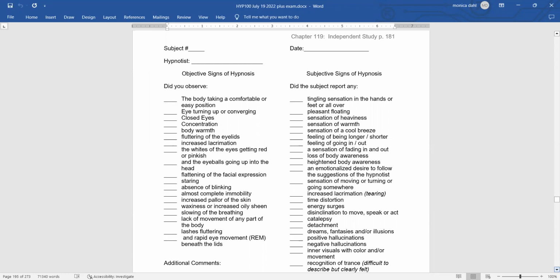The eyelashes may flutter, and then there's rapid eye movement beneath the lids. Subjectively, once you have done your hypnosis session for yourself or for another, go through the subjective signs. Did I or did you, depending on whether I'm assessing myself or having you assess yourself for me out loud, was there any tingly sensation in the hands, the feet, or all over? Now notice that these are all natural signs of being alive and aware.